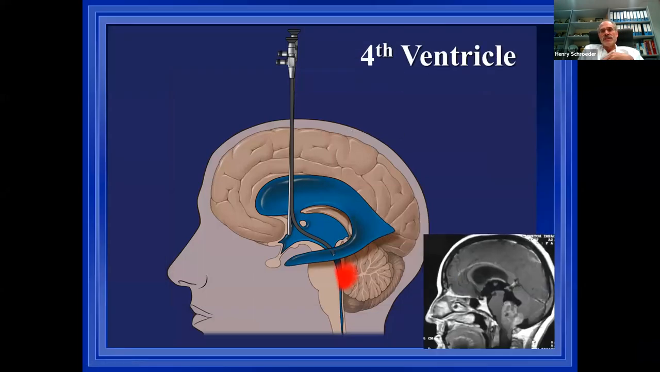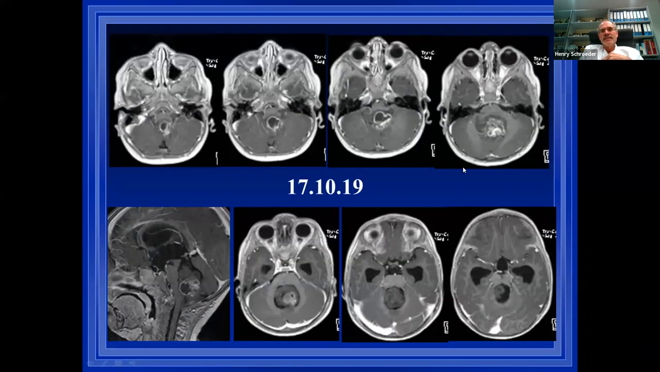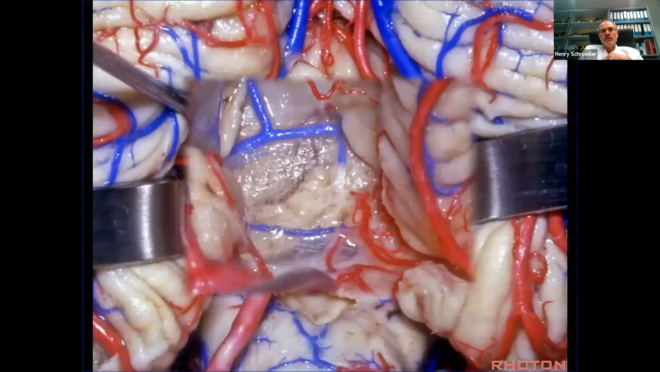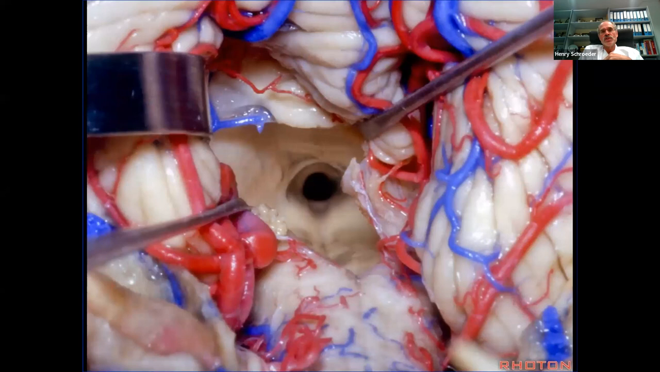What about a fourth ventricle? Fourth ventricular tumors, I think, are not a good indication for endoscopy. Of course, you can go with a flexible scope and take a biopsy through the aqueduct, but to resect the tumor, like here an epidermoid, you see it goes from Luschka on both sides. I think this is clearly microsurgery because there's no space. So a telovelar approach is what we usually do in these cases.